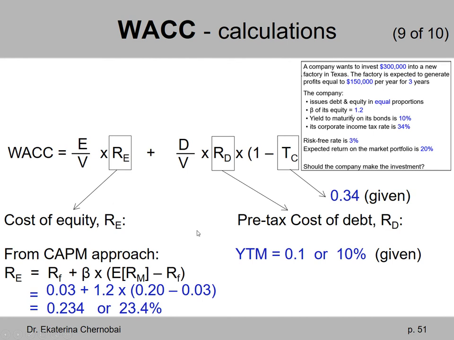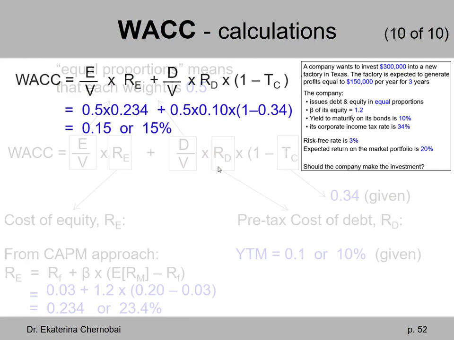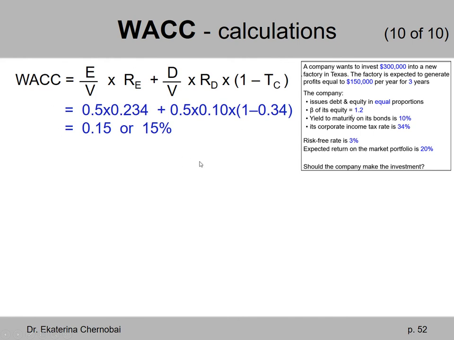Then what we are left with in the WACC formula is the capital structure weights. The weight of equity, E divided by V, and the weight of debt, D divided by V. Let's see what we are given. The company issues debt and equity in equal proportions, which means both weights are 50% each, or 0.5 in decimals. Okay, let's put all the numbers together.